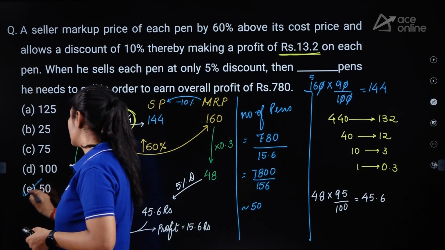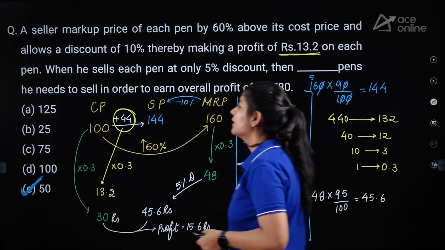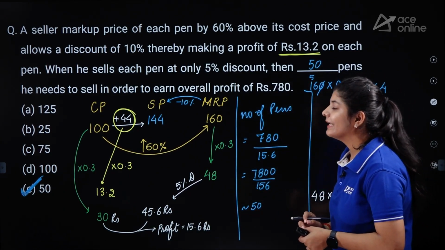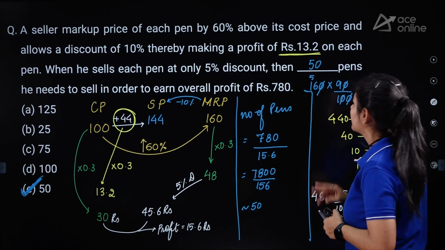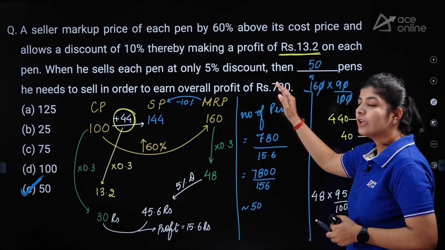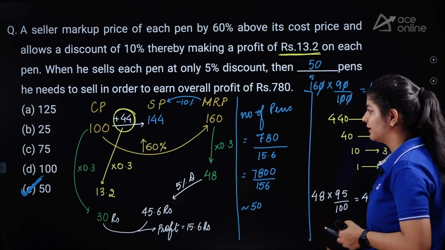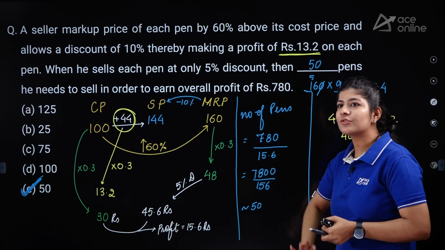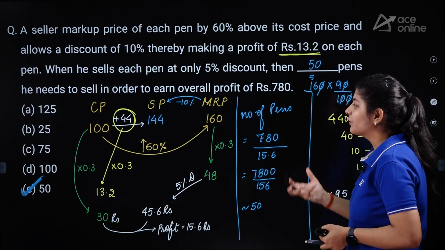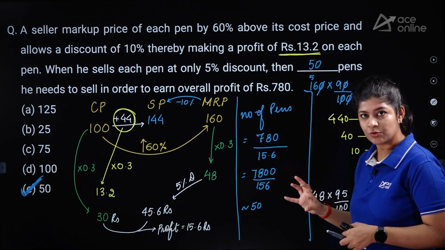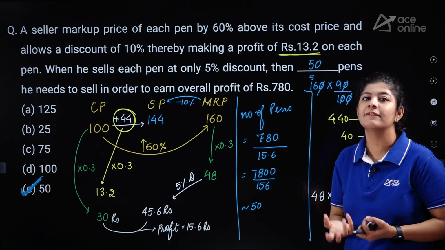So the correct answer over here is option E. He needs to sell at least 50 pens to earn this much profit with these conditions. Is it clear? So basically there's no need to introduce a variable every single time. You can easily solve such questions without introducing any variable.